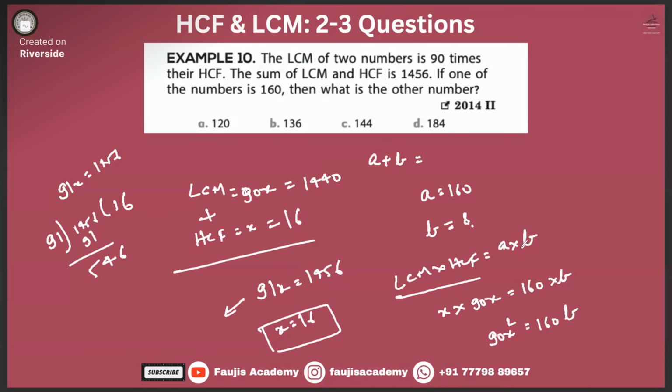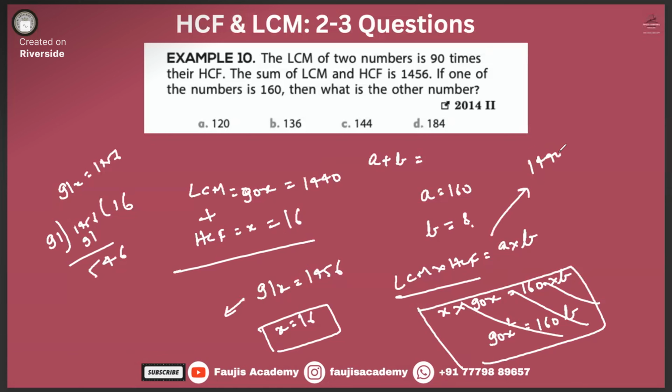Right, guys? And what have we learned from here? LCM into HCF is equal to A into B. Your LCM is how much? 1440 into HCF is 16 is equal to A, which is 160, into B. This 0 got cancelled, 16, 16 got cancelled. What is the value of B?